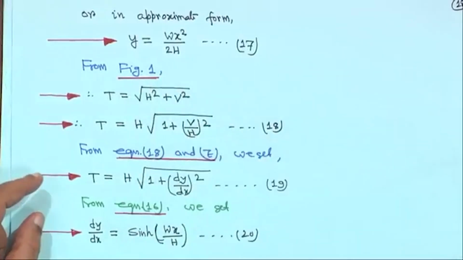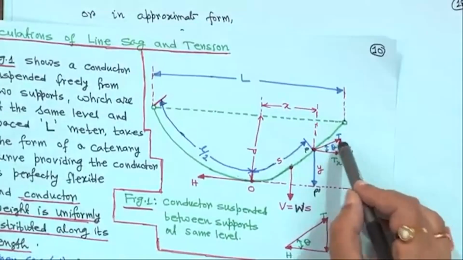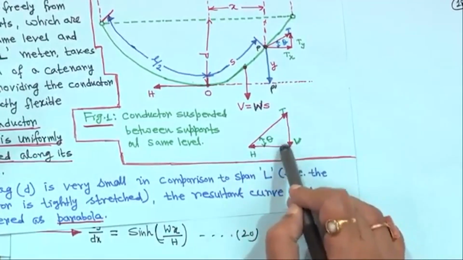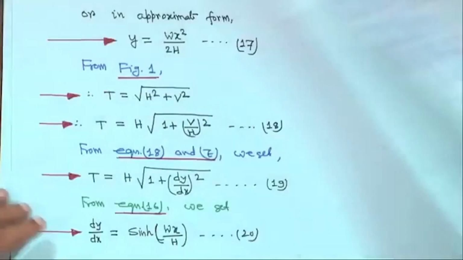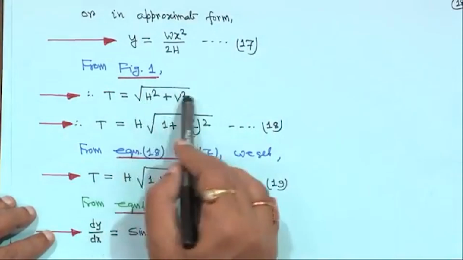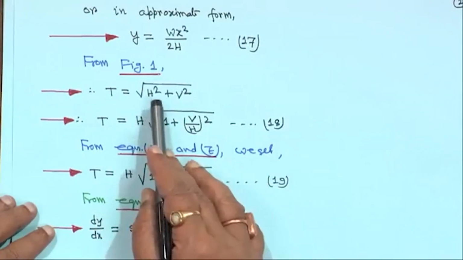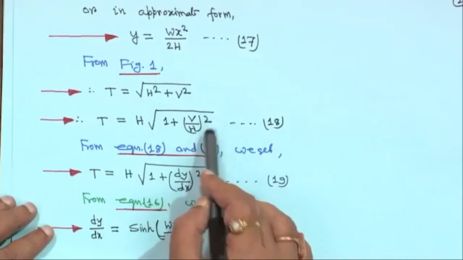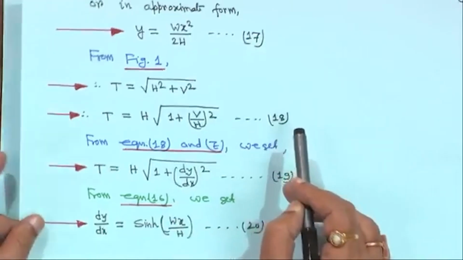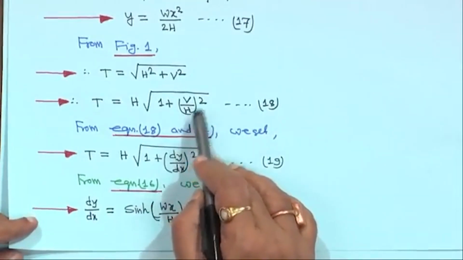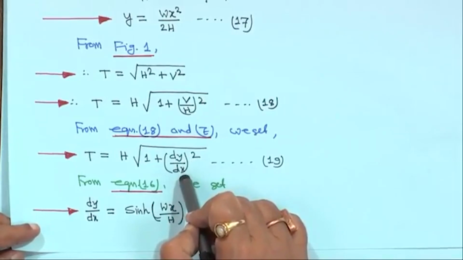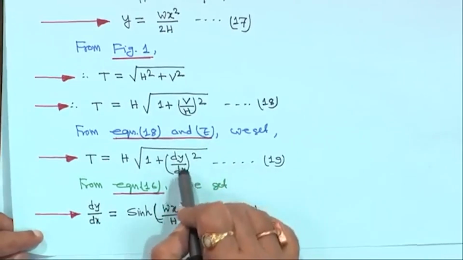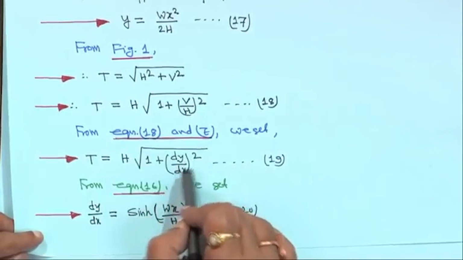And from this figure, this is a right angle triangle. So t square is equal to h square plus v square. That means t is equal to root over h square plus v square. If you take h common, t is equal to h under root 1 plus (v upon h) whole square. This is equation 18. In equation 7 we have seen v upon h is equal to dy upon dx. So we are putting t is equal to h root over 1 plus (dy upon dx) whole square, this is equation 19.